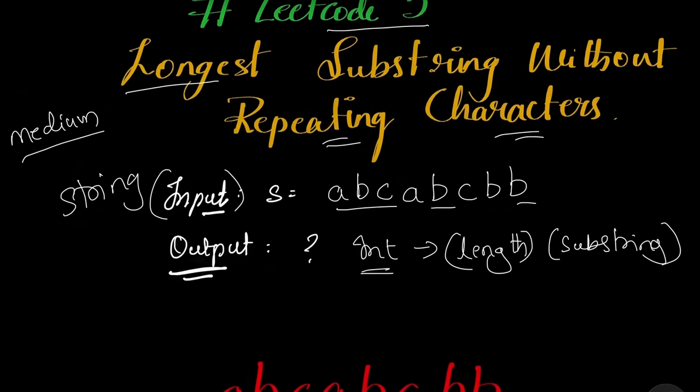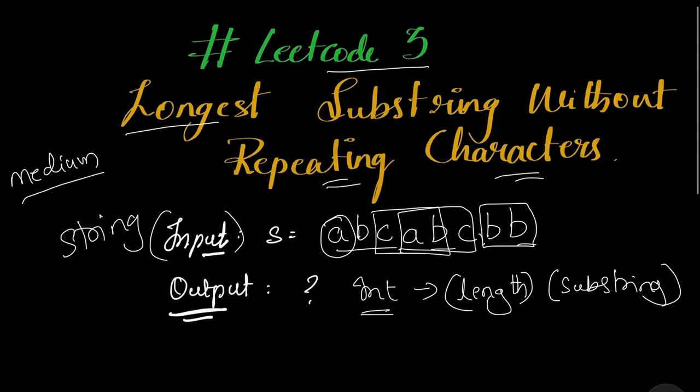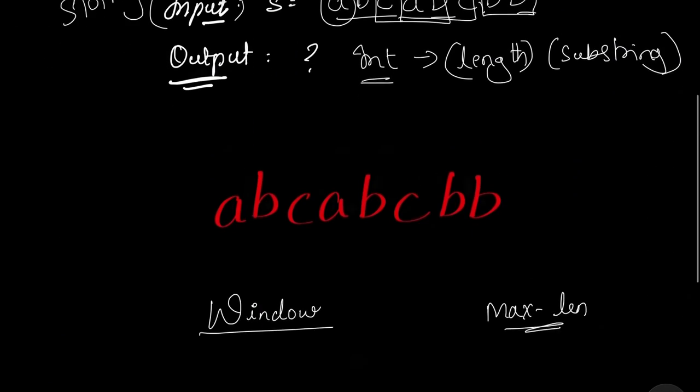And what does a substring mean? A substring means something which is a part of a string. See, this is a string, so a substring can be BB, or it can be ABC, or it can be CAB, or it can just be A. And also in this question we have to particularly find a substring which does not repeat characters.